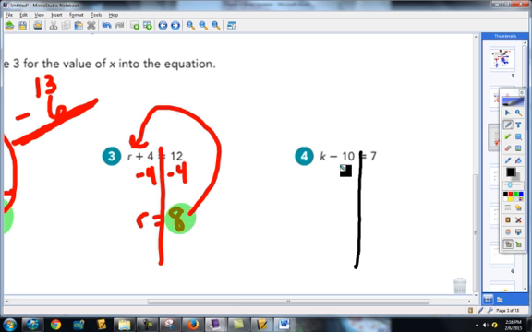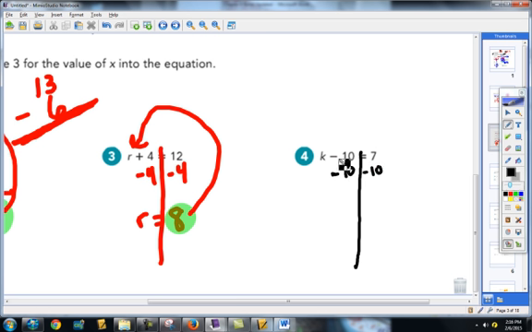You ask yourself what is happening to the variable. And 10 is being taken from K. So I need to undo 10 being taken from K. I see a lot of people doing this, and this is wrong, by the way. I see them subtracting 10 and subtracting 10.